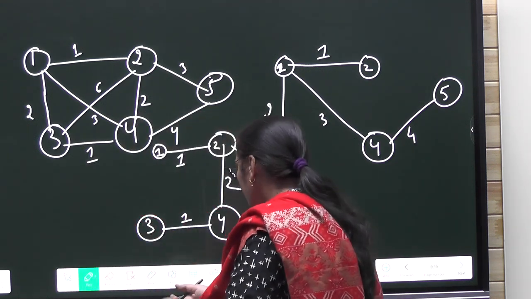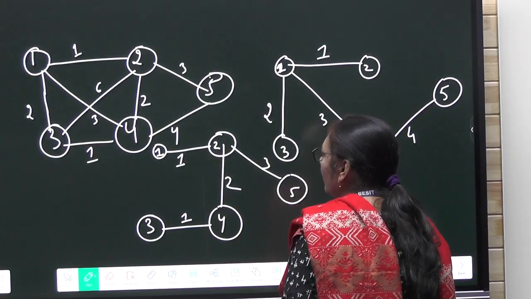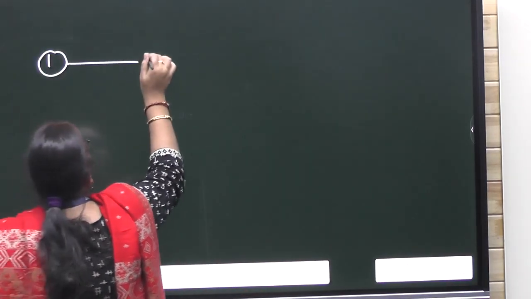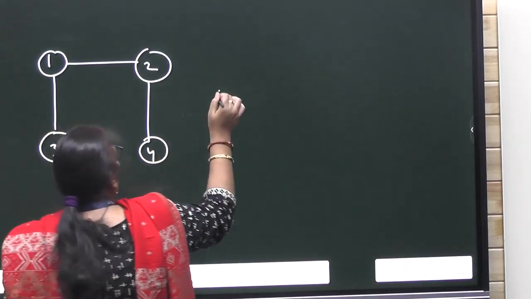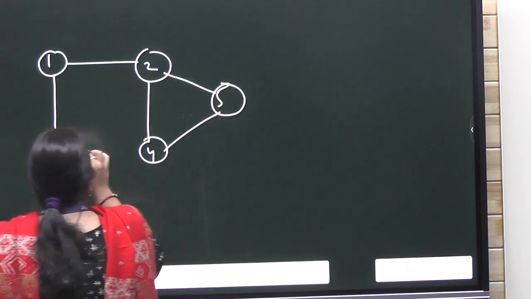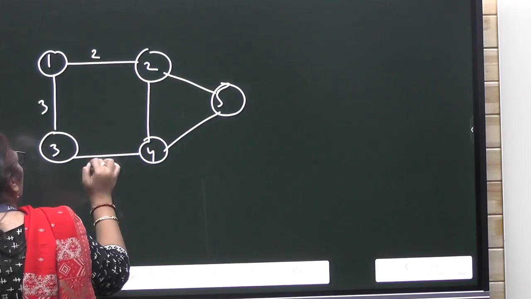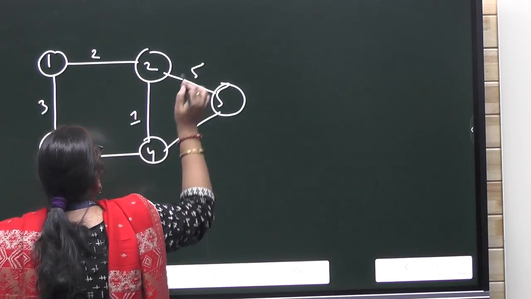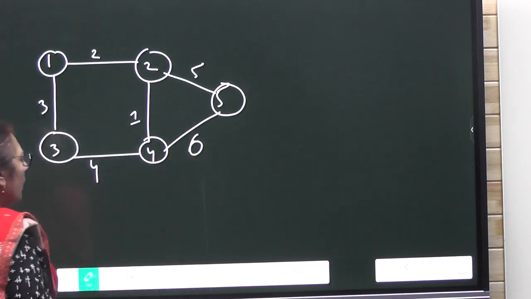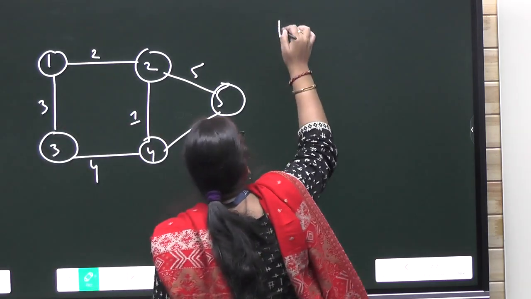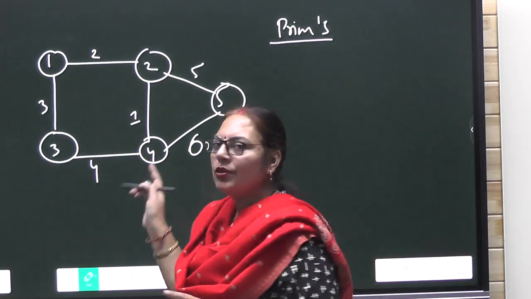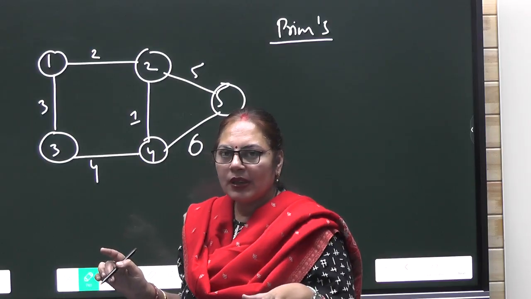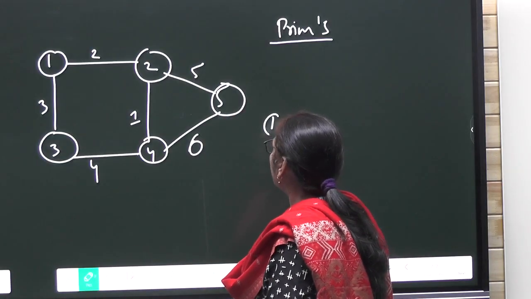Now another approach is taken by Prim's algorithm. Okay, so we'll take one example again. Okay, how does Prim's work? Prim's will take one starting vertex. Any arbitrary vertex can be chosen as the starting vertex. For example, we are taking 1 as the starting vertex.